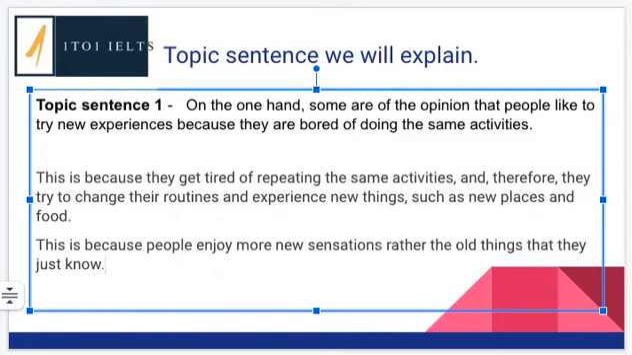Nabila said, instead of writing they at the beginning, was it better to write people? So let's go back to our topic sentence, because they needs to clearly refer to something that's here. So on the one hand, some are of opinion that people like to try new experiences because they are bored of doing the same activities. So they is going to refer back to the last group of people. So here we've got people. So they for me here is very, very clear what it's referring to. It's referring to the people in the last topic sentence. So it's clear, and there's no problem here with your referencing pronoun.